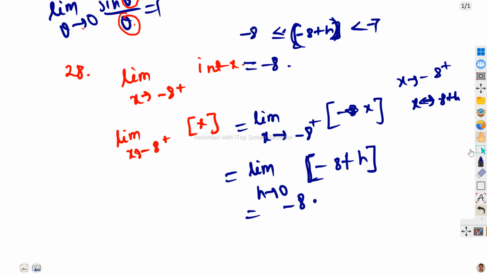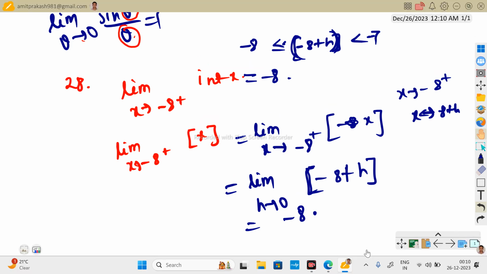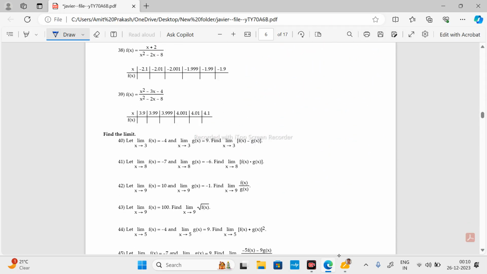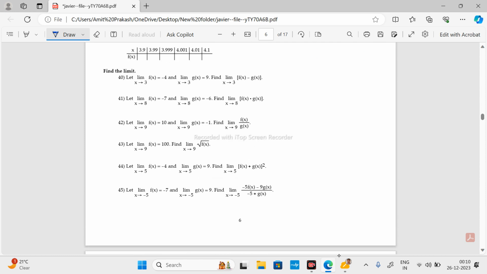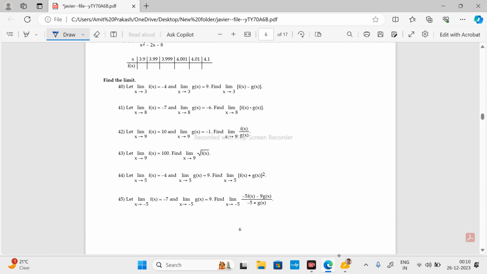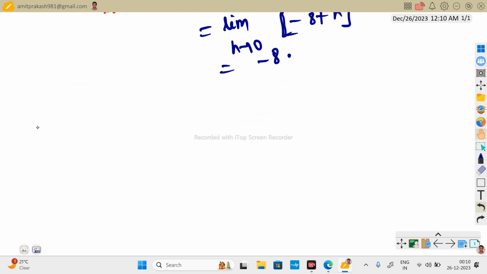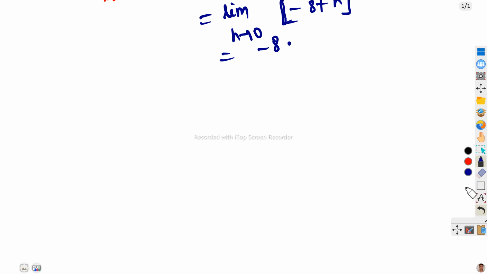Again, we have some problems. The problems are based on the algebra of limits. What are the algebra of limits? The algebra of limits are as follows.